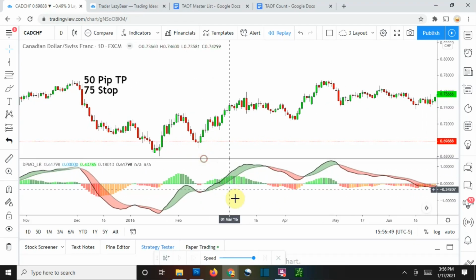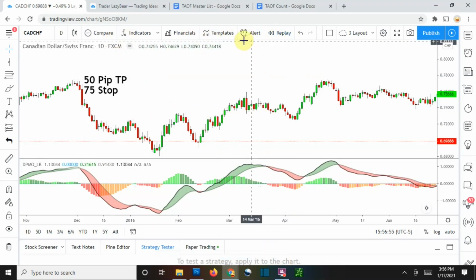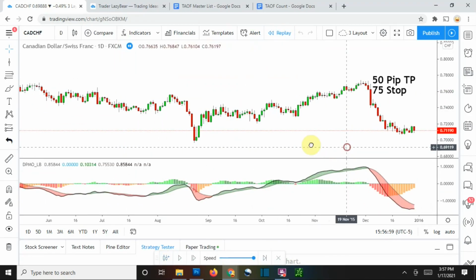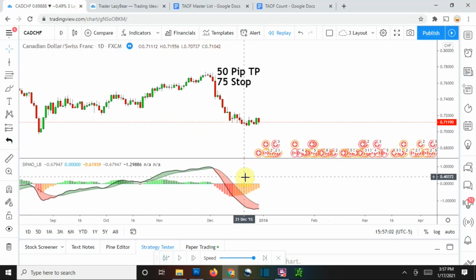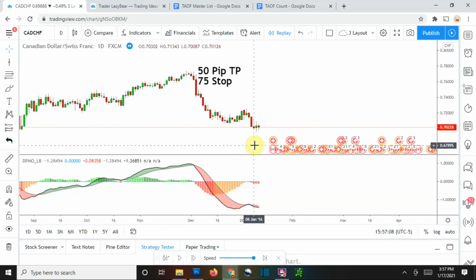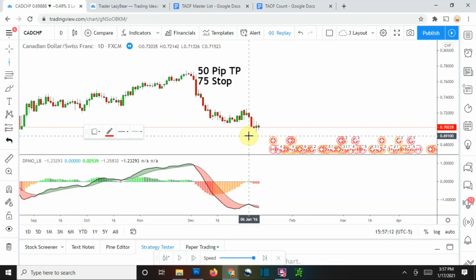Depending on how this one goes, I might, like I said, test it in another way. We'll see how this one goes. So let's set our replay right there. We're on the daily chart. We are good to go. Let's go ahead and start playing this out and see what we get out of the indicator this way.